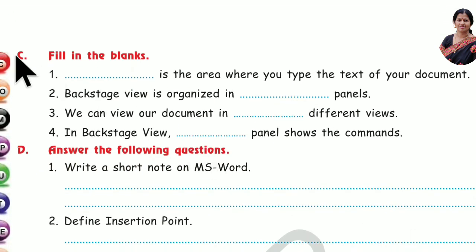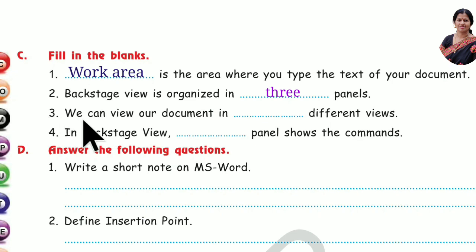Now C. Fill in the blanks. Number 1. Dash is the area where you type the text of your document. That is work area. Number 2. Backstage view is organized in dash panels. In 3 panels.